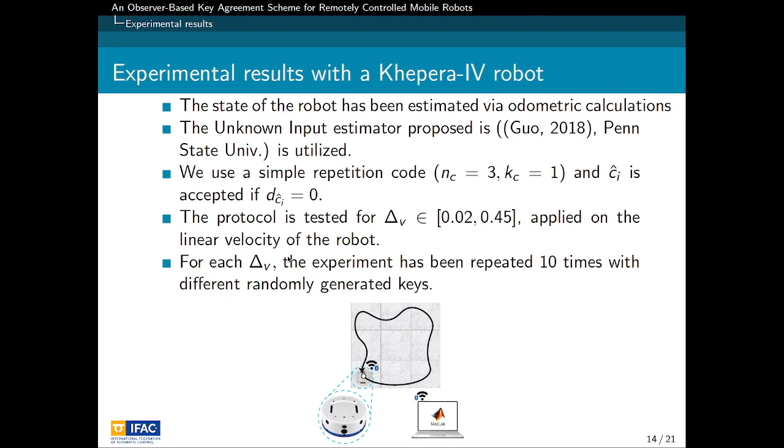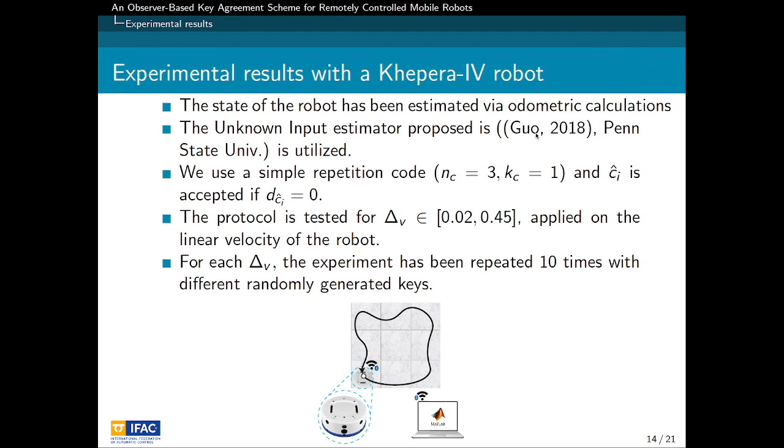In this slide, I'm going to explain our experimental results using a Khepera 4 robot. Basically, in our experiment, the robot is supposed to follow a trajectory while the controller is implemented on a remote computer, and the computer and the robot are communicating through the Bluetooth protocol. The state of the robot has been estimated via odometric calculation. In our experiment, we use the unknown input estimator proposed in this paper.